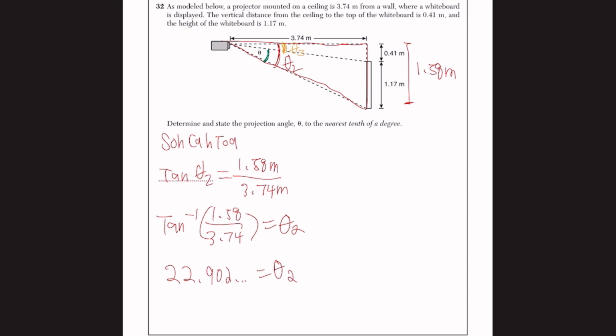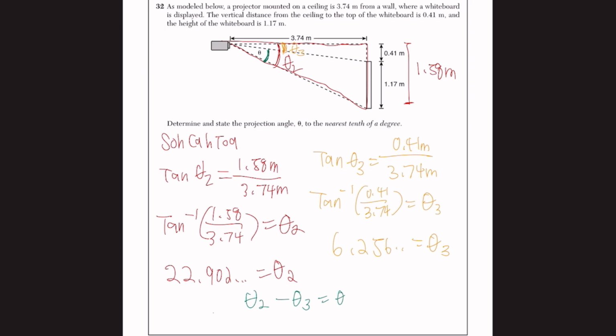Now we're going to try and find theta 3, and what we're going to do is just tangent of theta 3 is equal to opposite over adjacent, so 0.41 over 3.74. And then we just solve. Okay, now we have to try and find theta, and all we need to do is just do theta 2 minus theta 3.